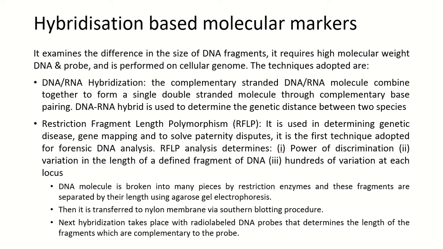The DNA molecule is cut into many pieces using molecular scissors, or restriction enzyme. These fragments are separated according to their length using agarose gel electrophoresis. Then after electrophoresis, the gel is transferred to the nylon membrane via the Southern blotting procedure. Next, hybridization takes place with radio-labeled DNA probes that determine the length of the fragments which are complementary to the probe. So in this technique, DNA is cut and then strands are separated, and then using electrophoresis, transferred to nylon membrane, and then hybridization takes place with radio-labeled DNA probes, and we will get the whole DNA sequence.